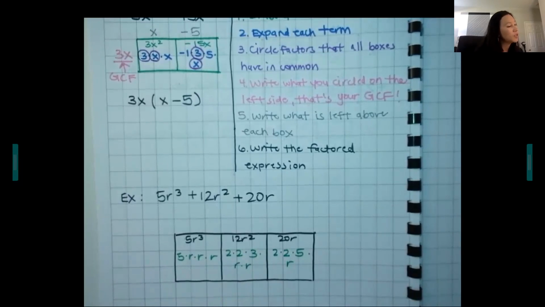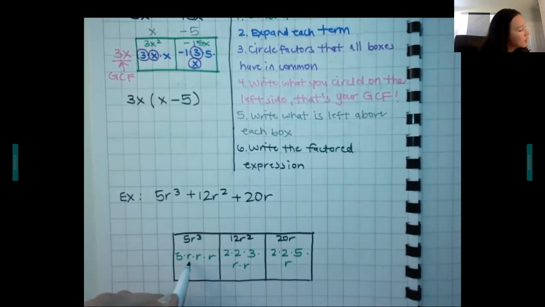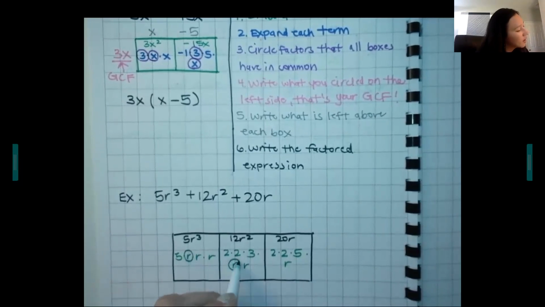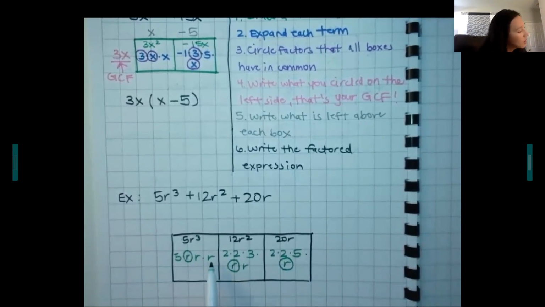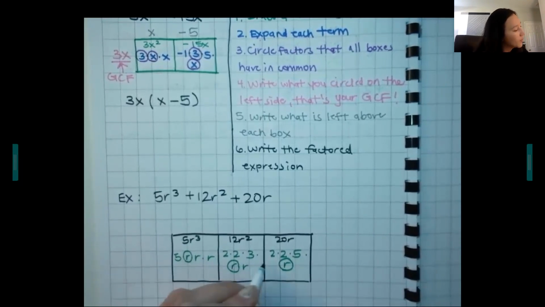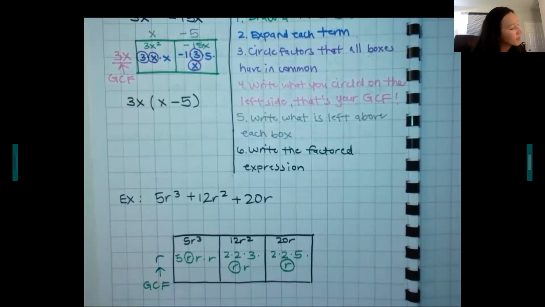Then we are going to circle factors that all boxes have in common. So do all of the boxes have a 5? This one has a 5. This one does not. This one does. So we can't circle it. It has to be in all of the boxes. This one has an r, this one has an r, and this one has an r. So we can circle that. And it looks like that's it. So we're gonna write that over here. r is our greatest common factor.